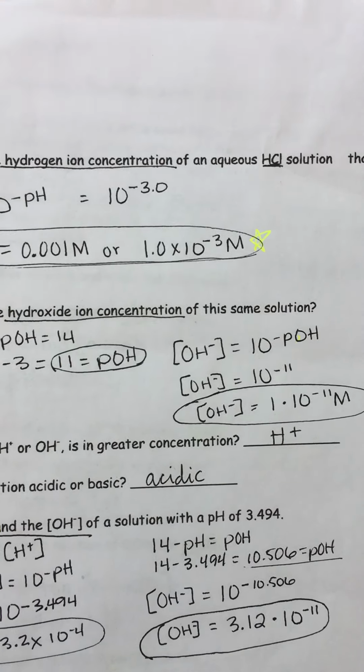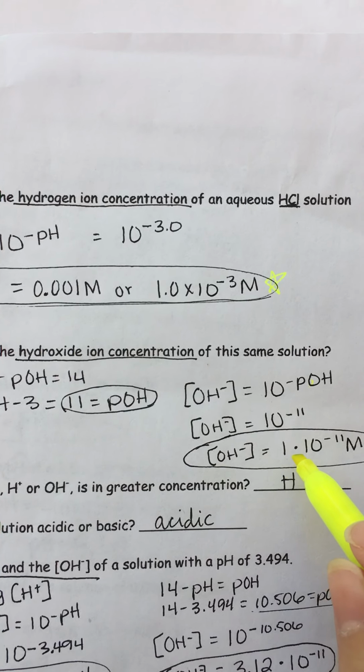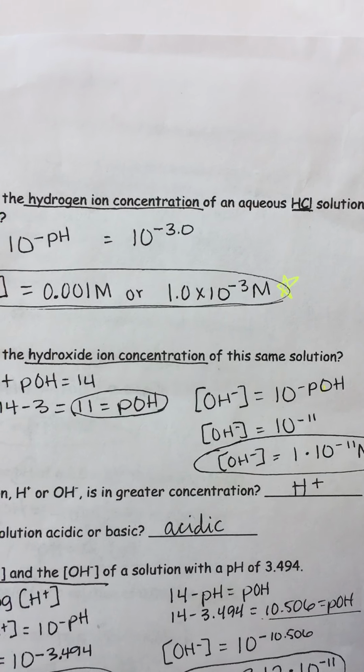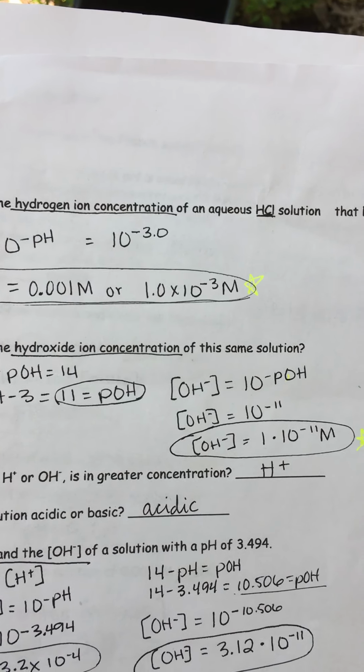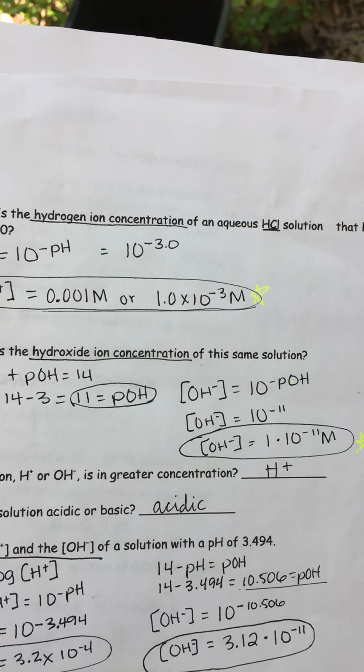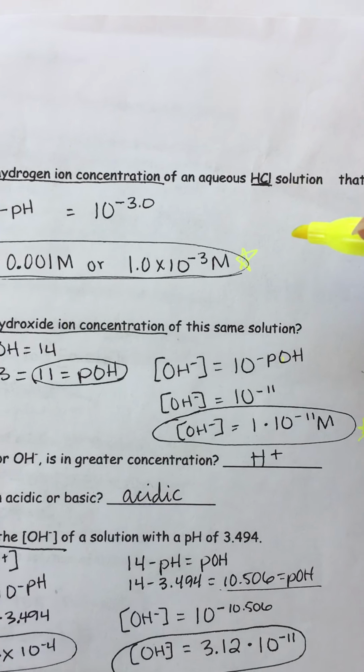The next question says, which ion, H plus or OH negative, is in greater concentration? Pretty straightforward question, but a lot of you missed this question. Remember, OH negative is 1 times 10 to the negative 11. It's in scientific notation. If one number is in scientific notation, it's better to have them both in scientific notation, or both as a decimal. Put them in the same form so that you can see them. Most of you that missed it didn't have them in the same form.